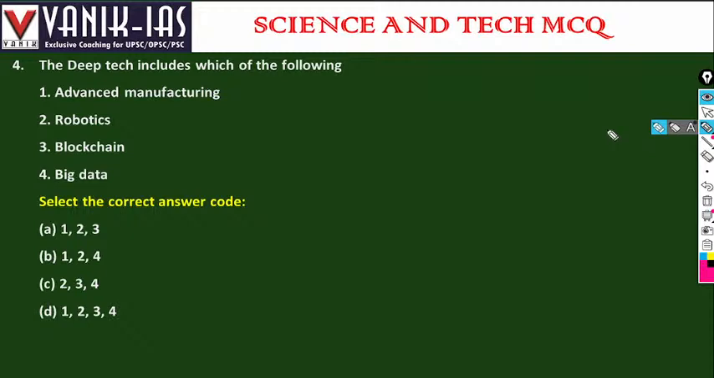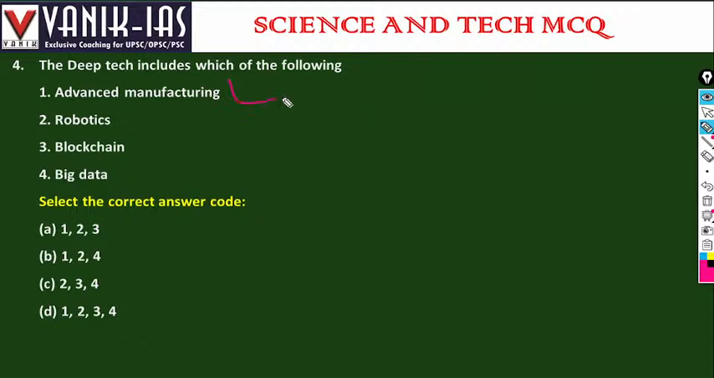What is deep tech? Deep technology includes which of the following? What is deep tech actually? Deep technology means advanced manufacturing, robotics, blockchain, big data, all these advanced level technologies. So that is called deep technology. They are growing very rapidly.